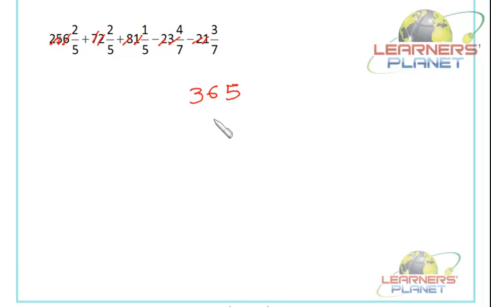Now let's take the fractional part also. It is 2 by 5 and it is 2 by 5. That is 4 by 5 plus 1 by 5, 5 by 5. So that will give a 1. Similarly, it is minus 4 by 7 and minus 3 by 7. So what we'll be getting is minus 7 by 7, which is actually minus 1. So this one and this one will be cancelled. So finally we will be getting 365.